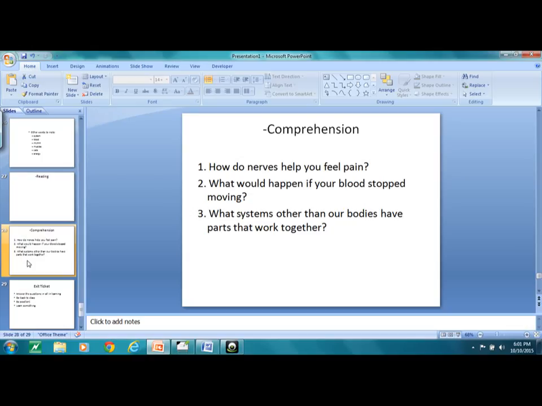The next question, question number 3: what systems other than our bodies have parts that work together? So not necessarily your body, what are some things, some systems, that have other parts that work together? Think about that one.